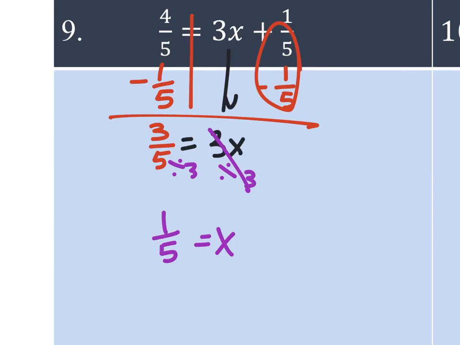Let's just check, right? So I got 3x plus 1/5, but instead of x, I got 1/5. So 3 times 1/5, and then plus 1/5 equals 4/5. So that's a true statement. And now when I box this in, I feel very confident about it, okay? Because we checked our work.